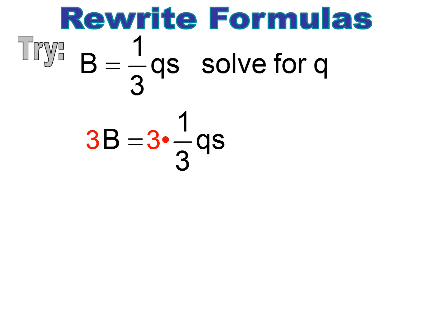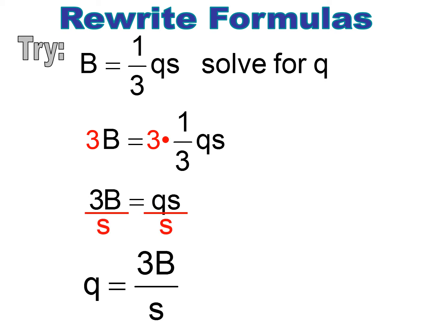So the first thing I want to do is get rid of the fraction, and again, 1/3, the inverse is 3, so I'm multiplying both sides by 3. Remember to put the 3 in front of the variable, so I end up having 3b equals qs, and now I'm going to divide through by s so I can get q by itself. And the solution here is 3 capital B divided by s.